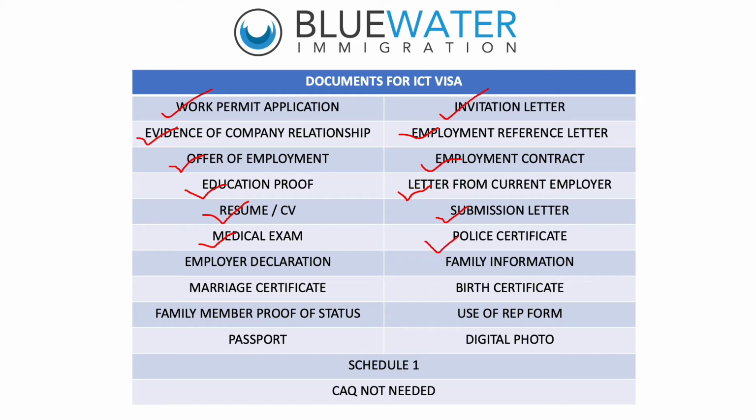And police certificate, it's a police clearance certificate. Depending on where you're located, it can take anything from a month to about 6 months to get the police clearance certificate. So if you are looking to apply for the ICT visa, it's a good idea that you start looking into these details as well.